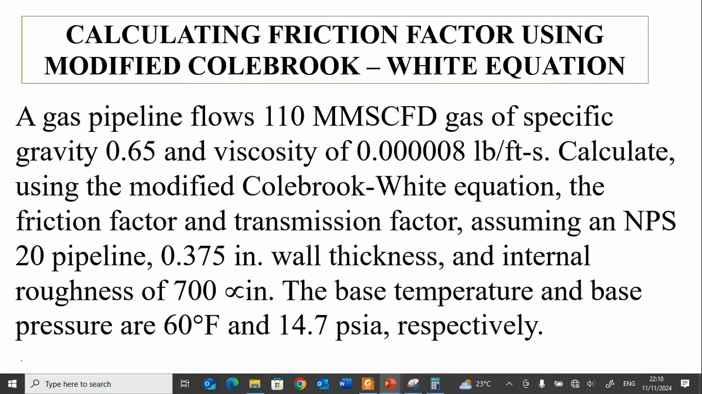Assuming NPS 20 pipeline, 0.375 inches wall thickness and internal roughness 700 micro-inch. The base temperature and base pressure are 60°F and 14.7 psi respectively. Now, all we're asked to calculate is the friction factor and the transmission factor using the modified Colebrook-White equation. So now let's begin.